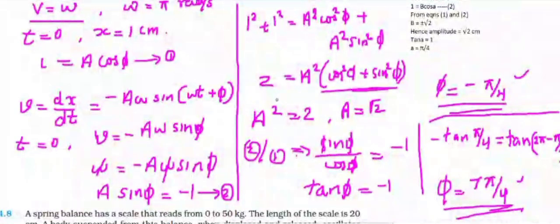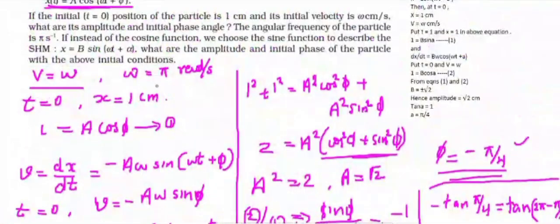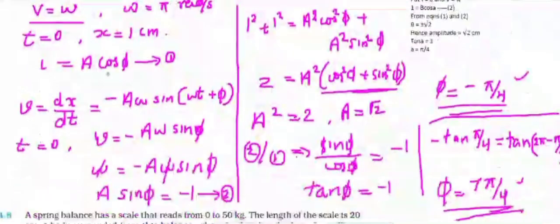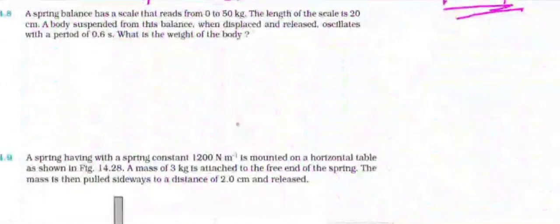Now the question continues. Solve the same problem taking the formula x is equal to b sine omega t plus alpha. Okay. So follow the same method and solve the problem. Try to solve yourself. And here I have given that answer for your reference. Okay. Now next question 8.